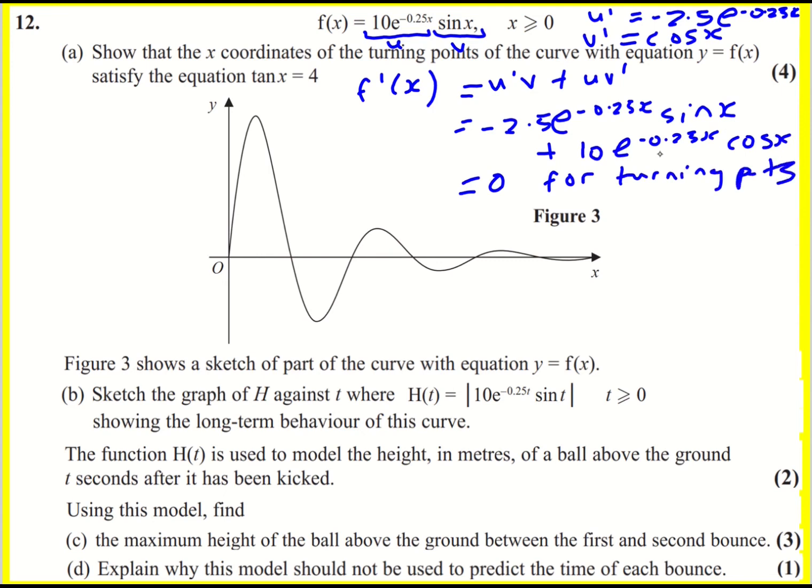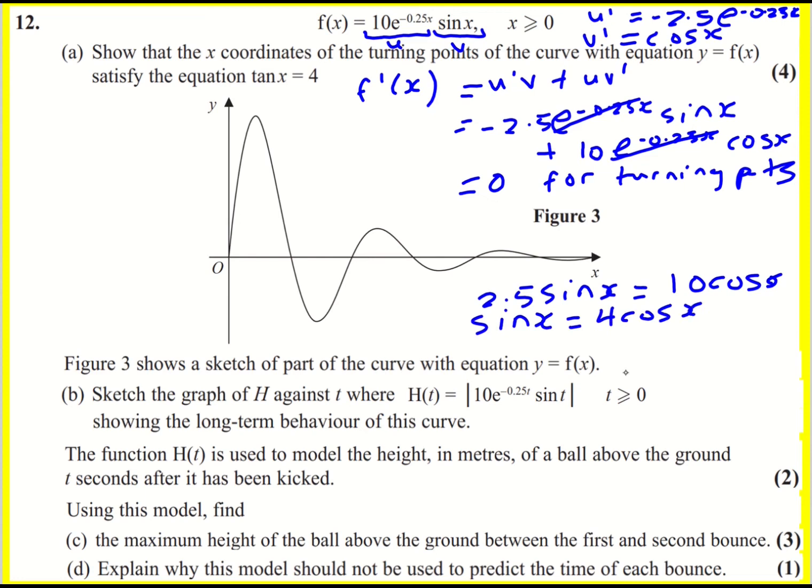What I can do is divide through by that e^(-0.25x). It's always positive. And then I'll add the other term onto the left-hand side. So I'll get 2.5 sin x equals 10 cos x. So I basically divided that through and then added the first term onto both sides. Now I can divide through by 2.5, so sin x is 4 cos x, and finally divide through by cos x, giving us sin x over cos x, or tan x, equals 4.